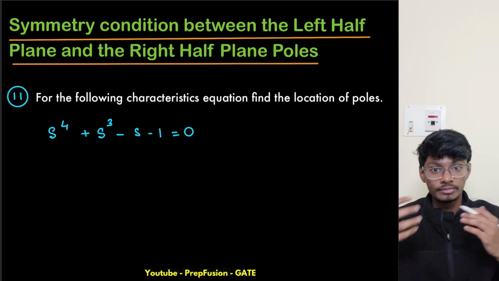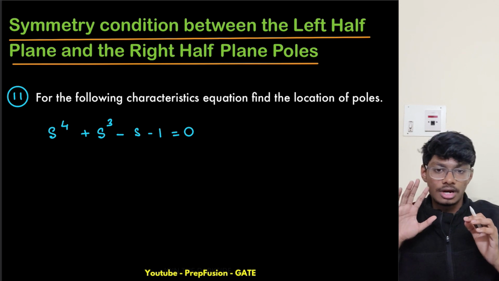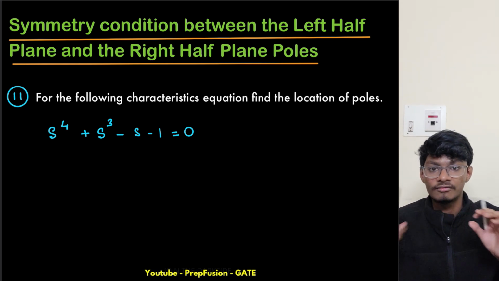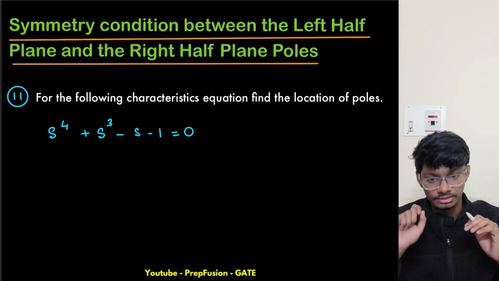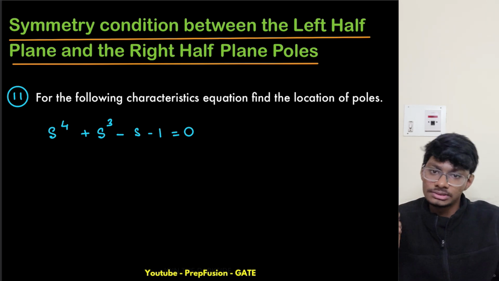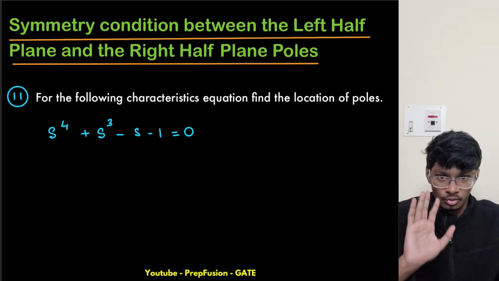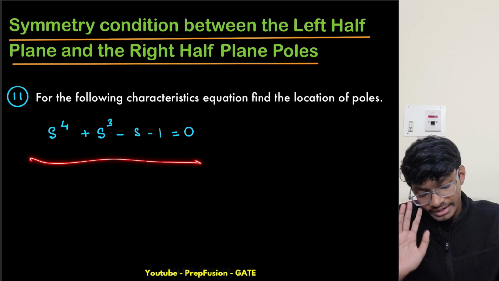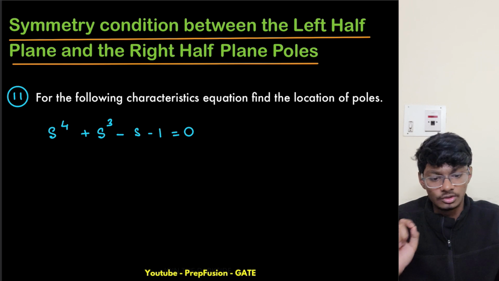So what do we mean by symmetry condition? There is some condition that we will follow to understand how many of my left half and right half plane poles will be symmetrical to each other, about the origin basically. So we will understand this by solving a few examples. This is the 11th question. So you can pause the video and try to find the location of the poles for this following characteristic equation.